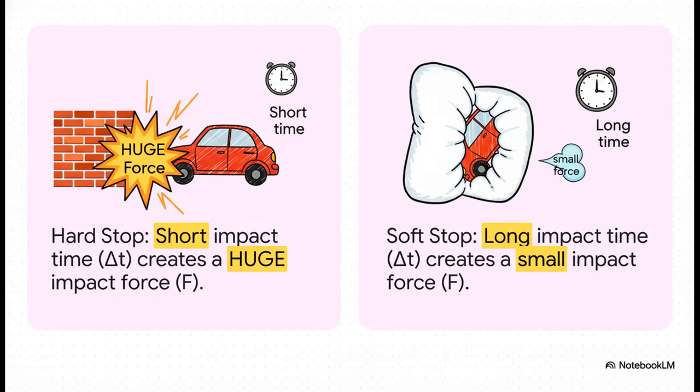In a hard stop, think hitting a brick wall, the time of impact is incredibly short. And because time is on the bottom of our equation, a tiny time means a huge force. But on a soft stop, with an airbag or by bending your knees, you are increasing that impact time, and a longer time means a much smaller force. Same change in momentum, completely different and much safer outcome.